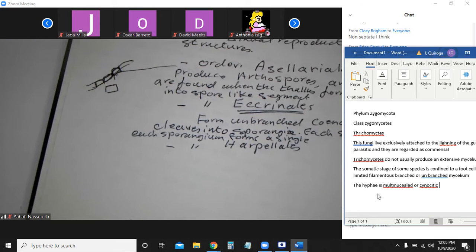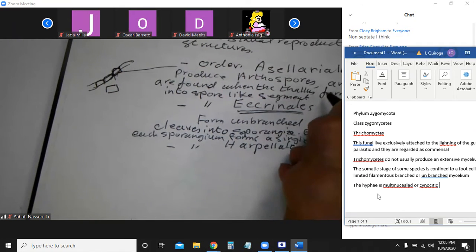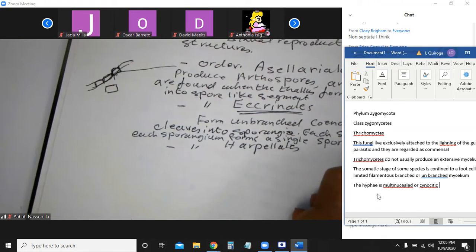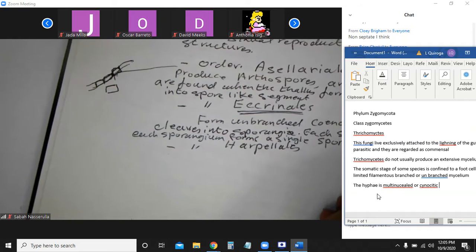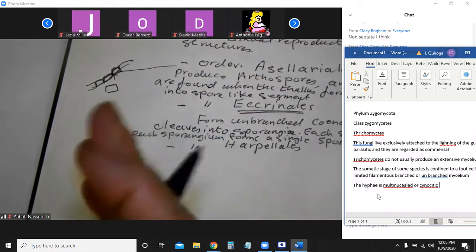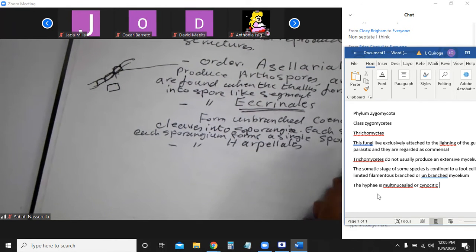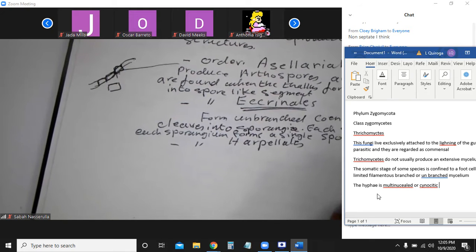It forms a single sporangiospore, and when it forms that, it is going to escape, meaning it will leave the sporangium. So this is the characteristic of this group of the order Exerinialis.